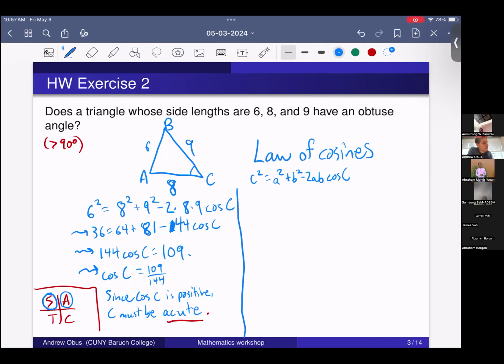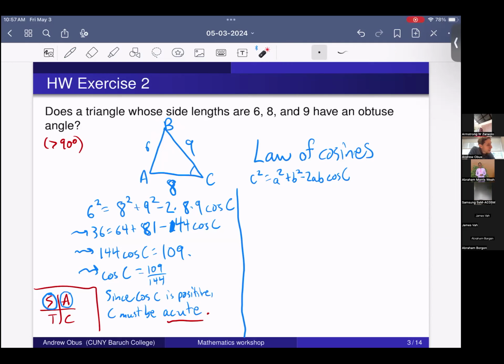So we'll do the same thing for the other two angles, but for now, is that clear with how at least angle C is going to be guaranteed to be acute? It's clear. Good. Okay, so let's do the other angles. With the law of cosines, you can always change the letters. So now let's say I want to do angle B.